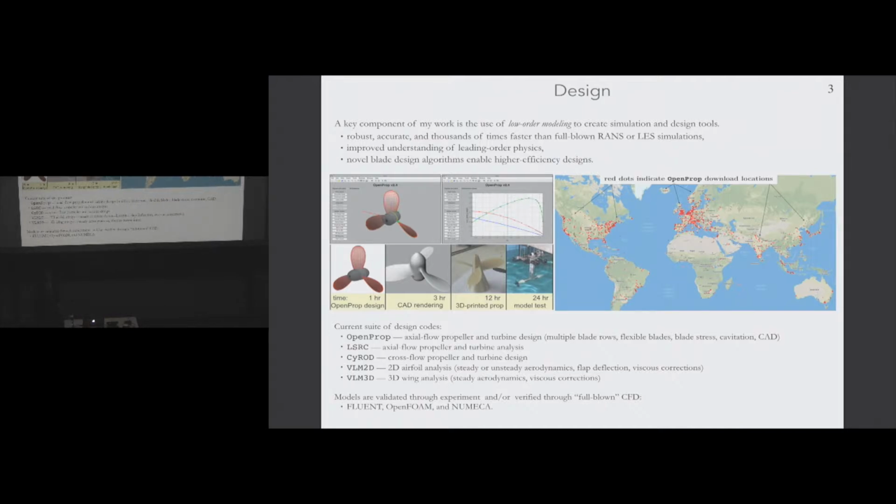So the OpenProp is just one example of a suite of codes that I've developed. Today I'm going to talk about the CyROD code. I hope to publish all those on the Thayer School website and track all their downloads going forward. In addition to this low-order modeling work, I also do full-blown computational fluid dynamics using tools such as Fluent, OpenFOAM, and Numerical. So whatever suits the need of the project is really what I'm interested in doing.